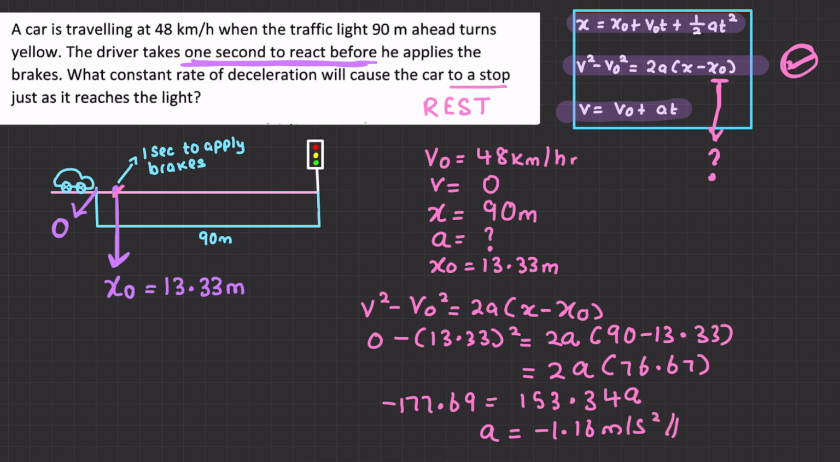And as you can see, this negative sign goes in line with what the question asks for, because it asks for a constant rate of deceleration, not acceleration. And we all know that deceleration is negative acceleration. So yes, we are done with this question and we are done with rectilinear motion. Our next video will be covering curvilinear motion, still under motions of particles.